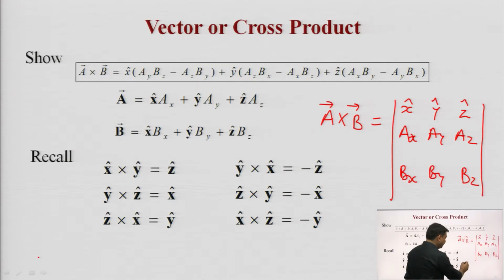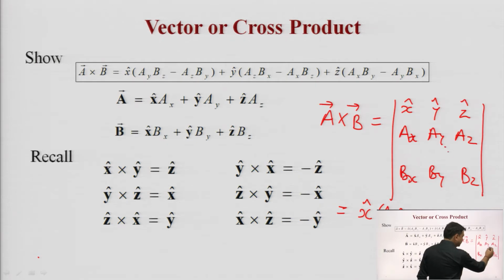And when we open this matrix in its expanded version, then what we can see is that in the direction of unit vector x, this is Ay Bz minus Az By.